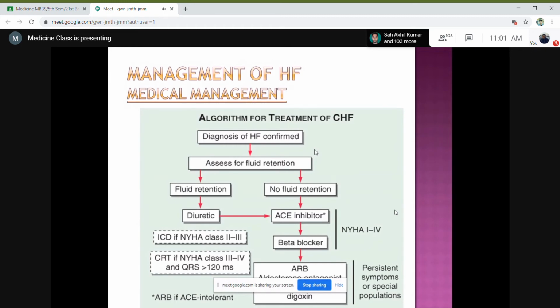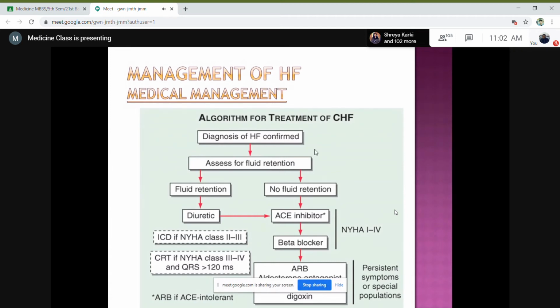Okay, so if the patient has fluid retention, the first drug that should be prescribed to these patients is diuretics. And as we have said, to all the patients who have heart failure, whether they have fluid retention or not, the first drug is generally given for the control of neurohormonal activation. So ACE inhibitors or ARBs.